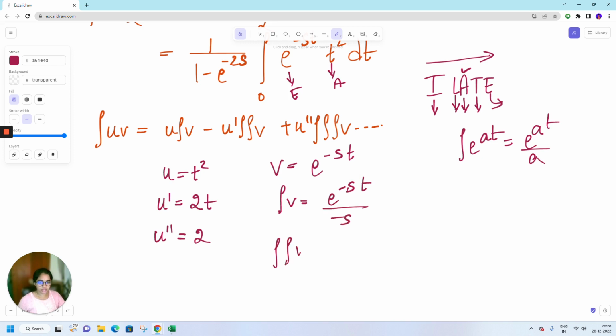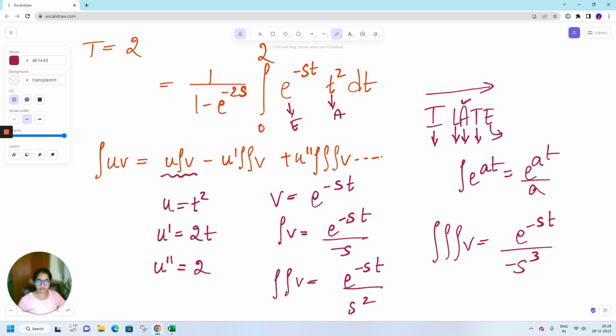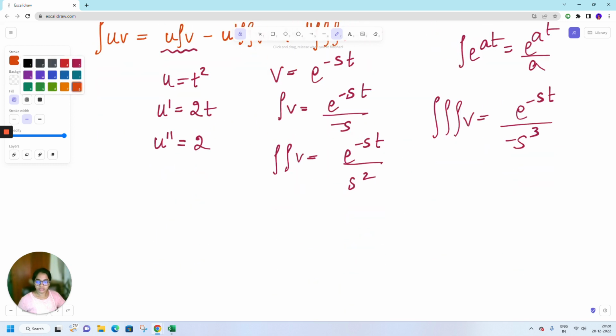What is double integration of v? That would be e power minus st divided by s square. What is triple integration of v? That would be e power minus st divided by minus s cube. Now let me substitute all these values in this formula. Yes. So what do we have here? 1 divided by 1 minus e power minus 2s, right? So that would be 1 divided by 1 minus e to the power minus 2s.